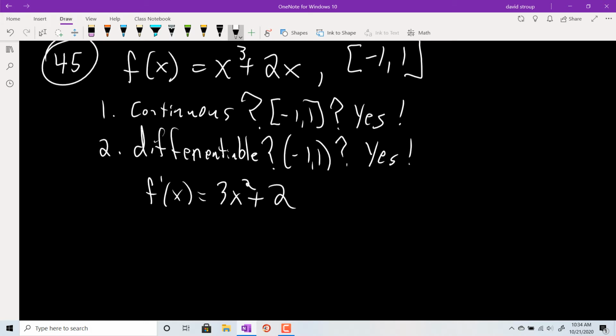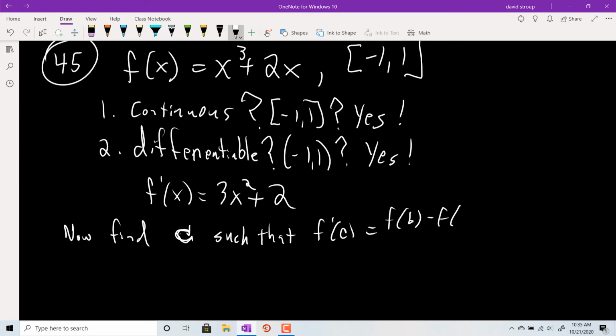So now what we want to do is find the c value. Find a c such that f prime of c is equal to (f(b) - f(a))/(b - a). So what is a and what is b? First off, those are the endpoints of this closed interval. So a is -1 and b is +1. Let's figure out what that f(b) - f(a) thing is.